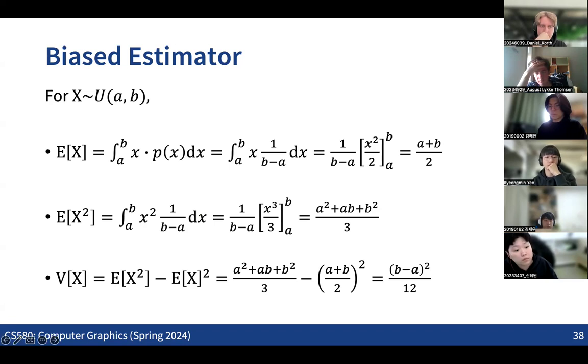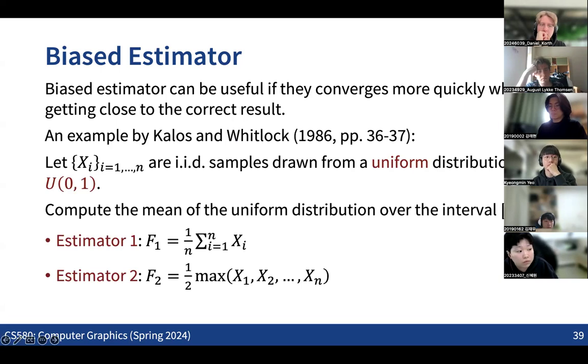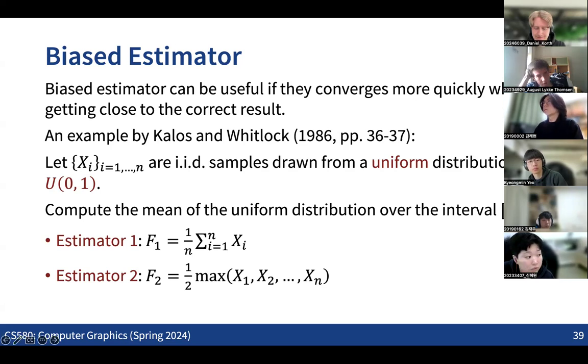Based on this, let's think about a very simple example, which is not that practical. Let's say we want to estimate the mean of a uniform distribution over the interval from 0 to 1, not A to B. We measure this mean using some samples drawn from the uniform distribution. So we have n samples.